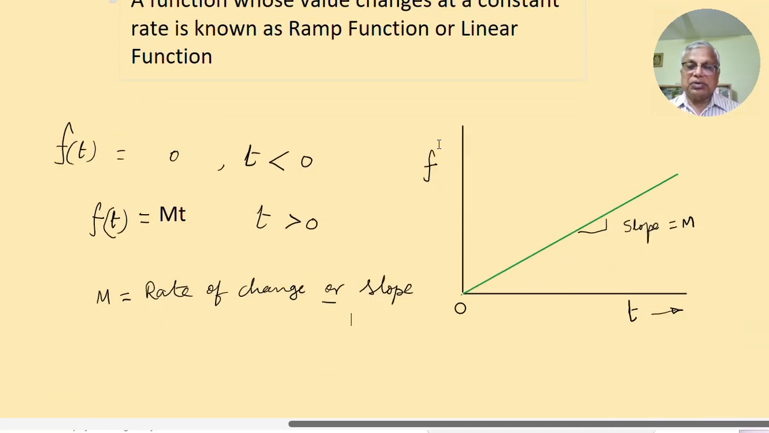and the Laplace transform of this, Laplace transform of f of t equal to what? Laplace transform of t is 1 by s square. So m t is m by s square. So this is the Laplace transform of f of t.